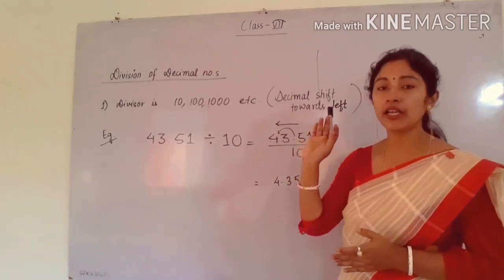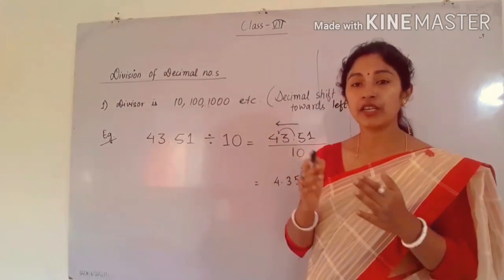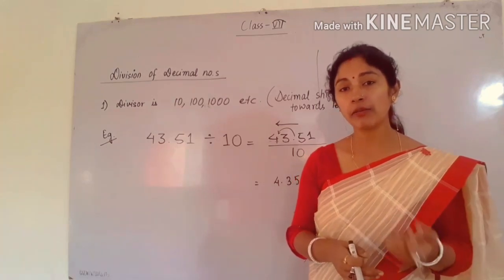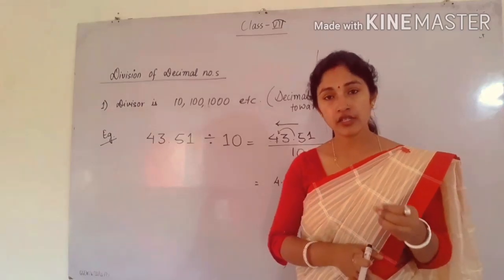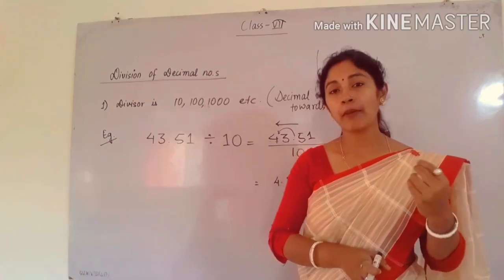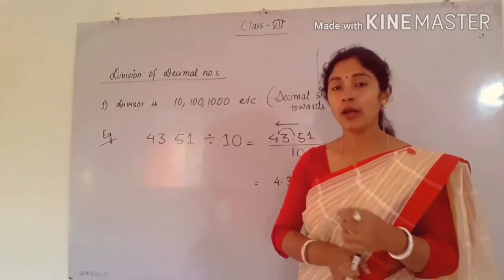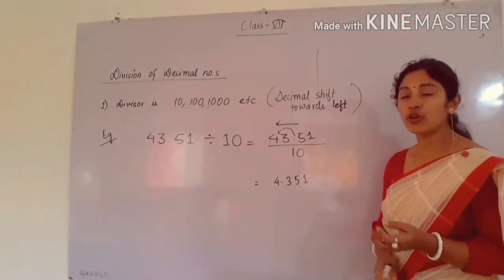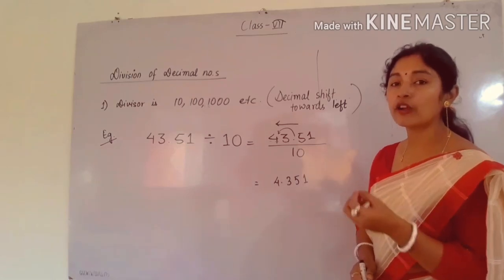And the decimal point shifts towards the left hand side. What happened in multiplication? In multiplication also there was no change in the numbers, but there was a change in the decimal point. In that case the decimal point shifted towards the right hand side, but in this case the decimal point shifts towards the left hand side. So how many places it will go, that will be our question.